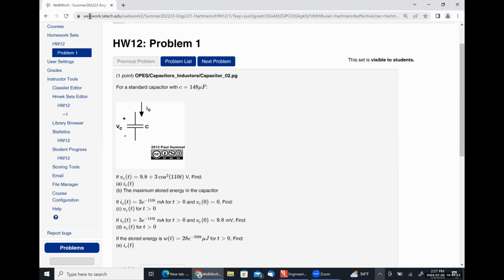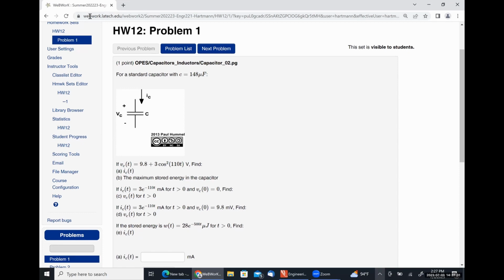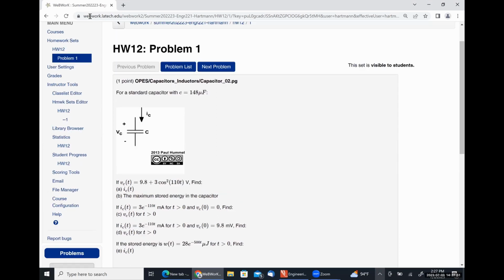For part C, you're given the current, you need to find the voltage. So that's the integral based relationship. Part D is the exact same thing, except that you have an initial condition that is no longer 0. Part E, you're asked to find the current if you're given the waveform for the energy. So you could effectively divide by C and take the square root of the energy to give you the voltage, and then take the derivative of the voltage, multiply it by C to get your current. So nothing wild or crazy there, just a little tedious.